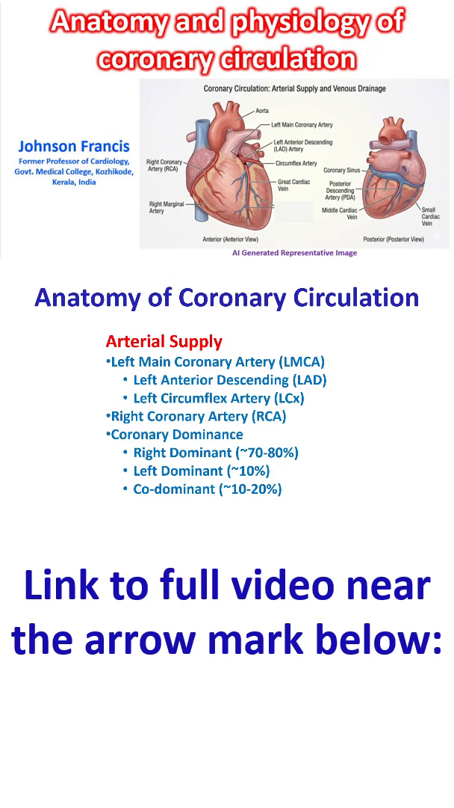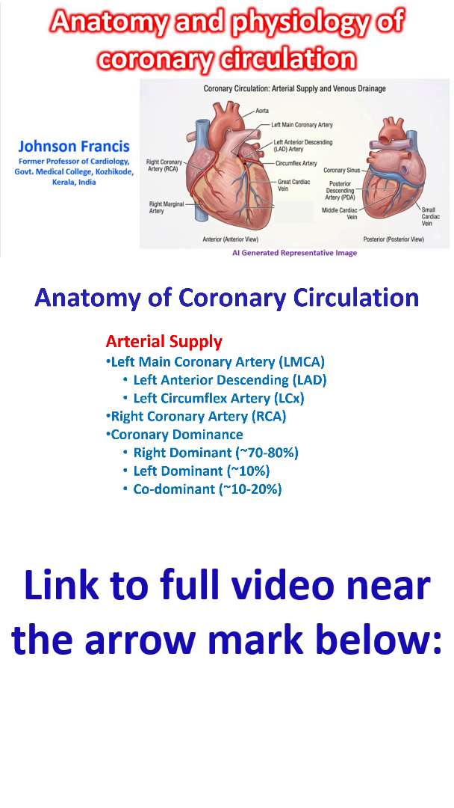Coronary dominance. This is determined by the artery that supplies the posterior descending artery, which runs in the posterior interventricular sulcus and supplies the inferior wall of the left ventricle and the posterior third of the interventricular septum.